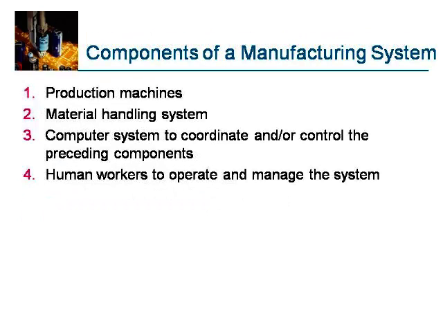Let us see the components of a manufacturing system. They are production machines, material handling systems, computer systems to coordinate or control the preceding components, and human workers to operate and manage the systems. What is this? Production machines.